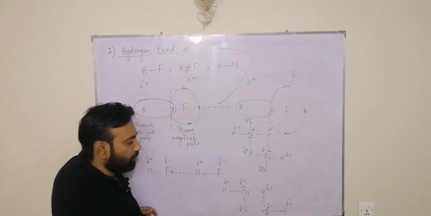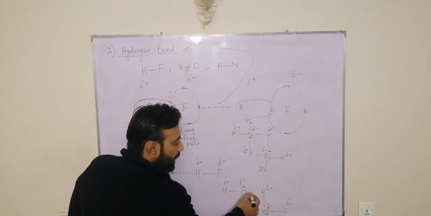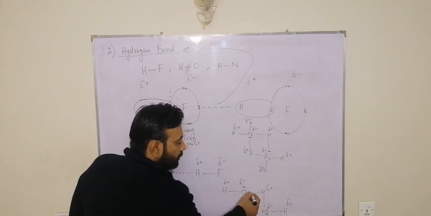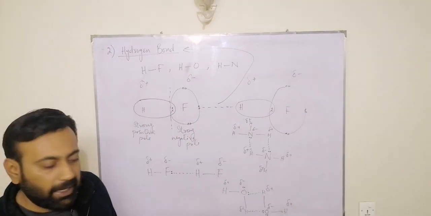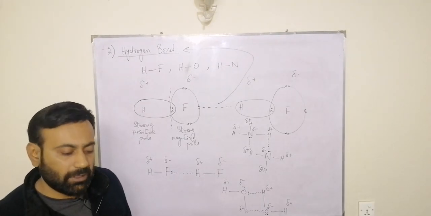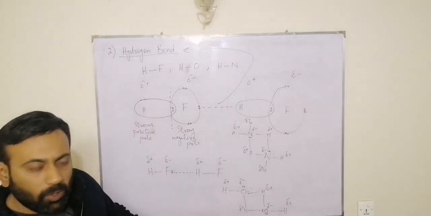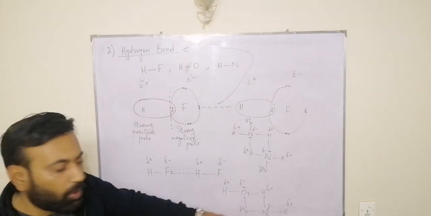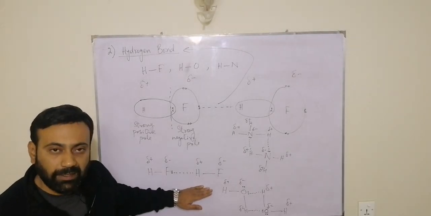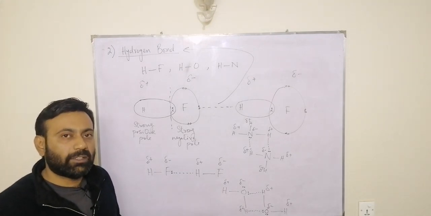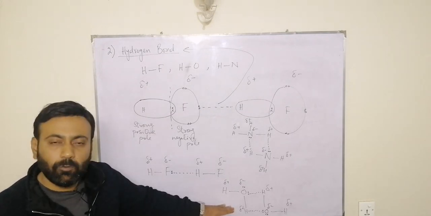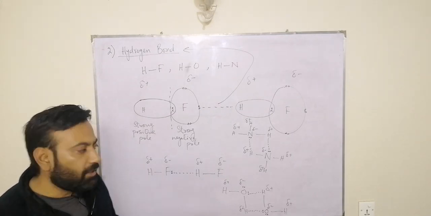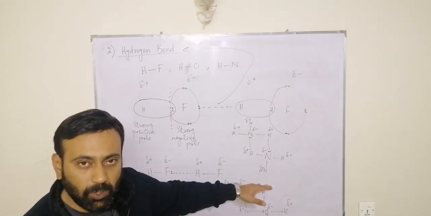Now there will be a force of attraction between this hydrogen atom and this lone pair of electrons, and there will be a force of attraction between this hydrogen atom and this lone pair of electrons, represented by a dotted line. These are again hydrogen bonds. So the strongest hydrogen bond in these three molecules would be in hydrogen fluoride, because fluorine is the most electronegative element of all. The second strongest hydrogen bond would be in water molecules. The third strongest hydrogen bond would be in ammonia molecules.